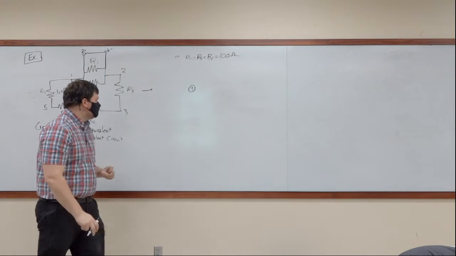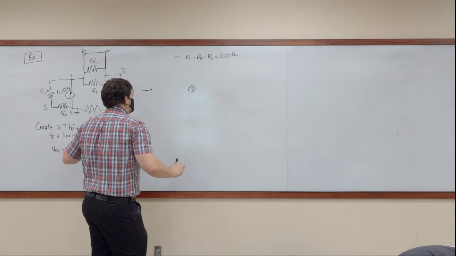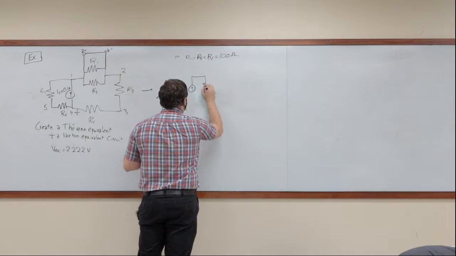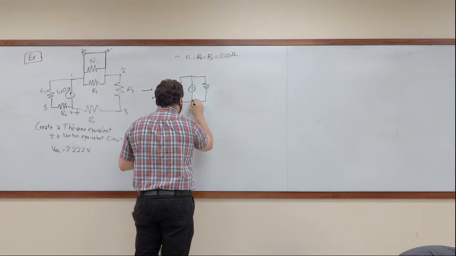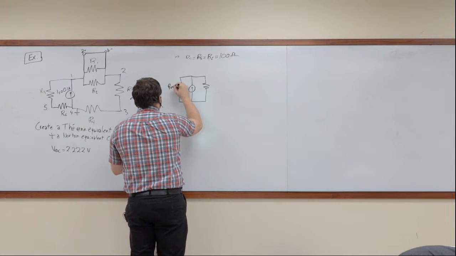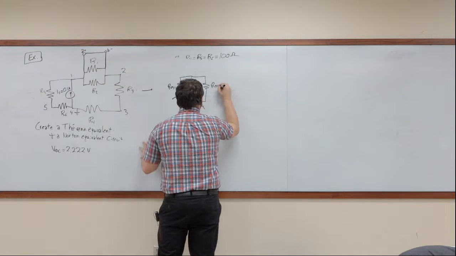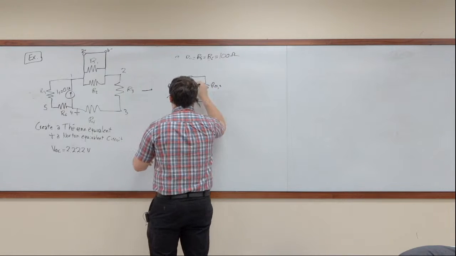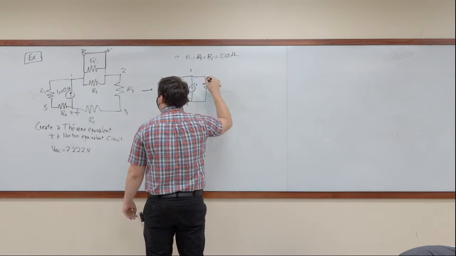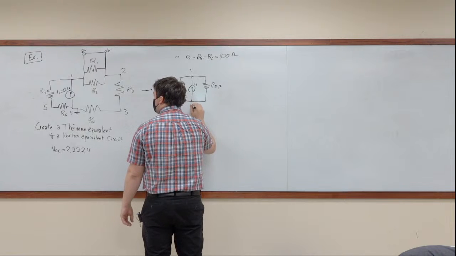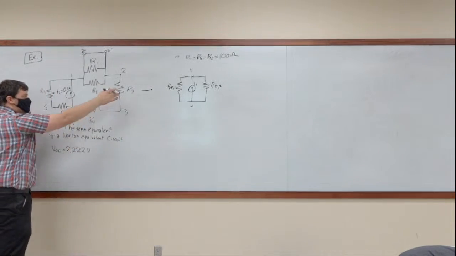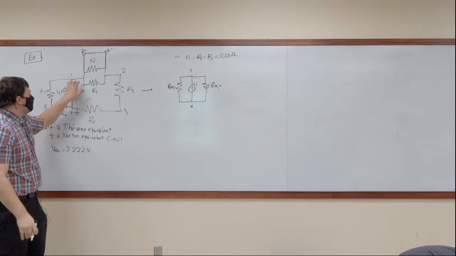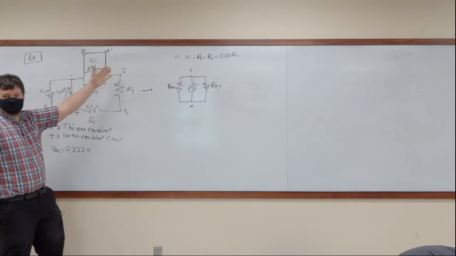We'll combine these two and we'll combine these two. And the resulting system that we get looks like this, okay? We'll call this REQ1, we'll call this REQ2, and this is still IS. We still have node 1, we still have node 4. We collapsed 5 and 3 when we combined these two, and we collapsed 1 and 2 since we shorted it.